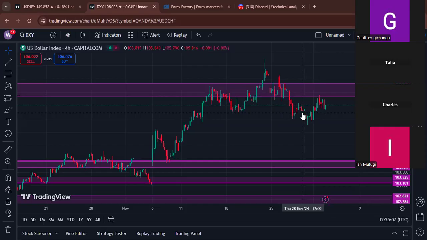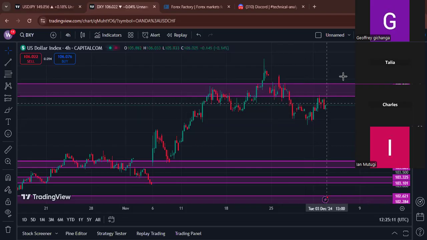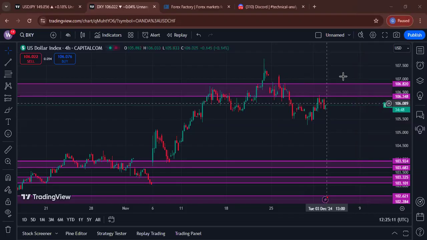So I was mentioning something. We were looking at the dollar index. We were looking at the dollar index before we had that.